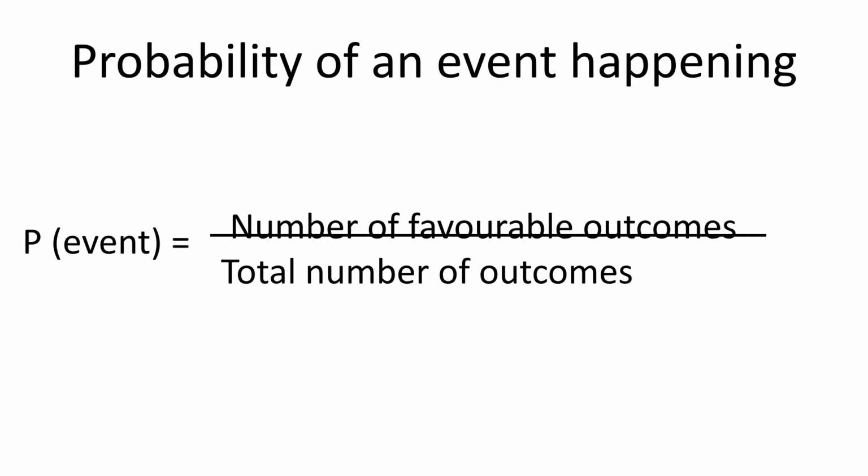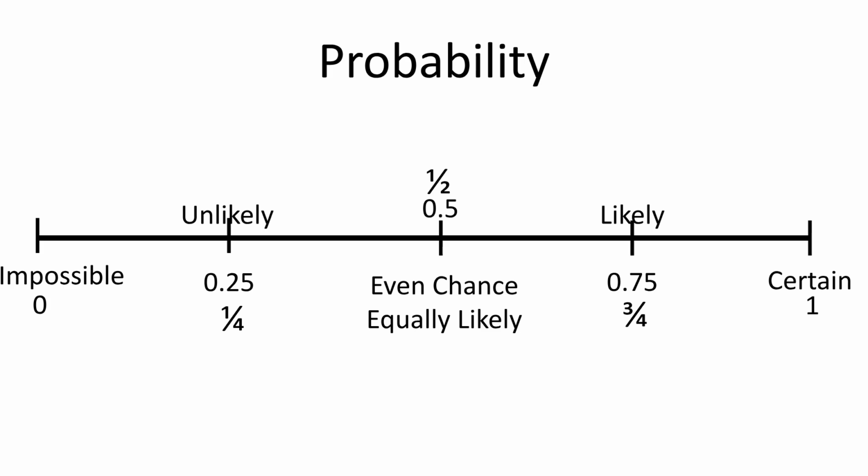Presented by science. The probability of an event happening is calculated by dividing the number of favorable outcomes by the total number of possible outcomes. Probability is measured on a scale from 0 to 1. 0 represents an impossible event, while 1 represents a certainty. In between, we have unlikely, even chance, and likely events.